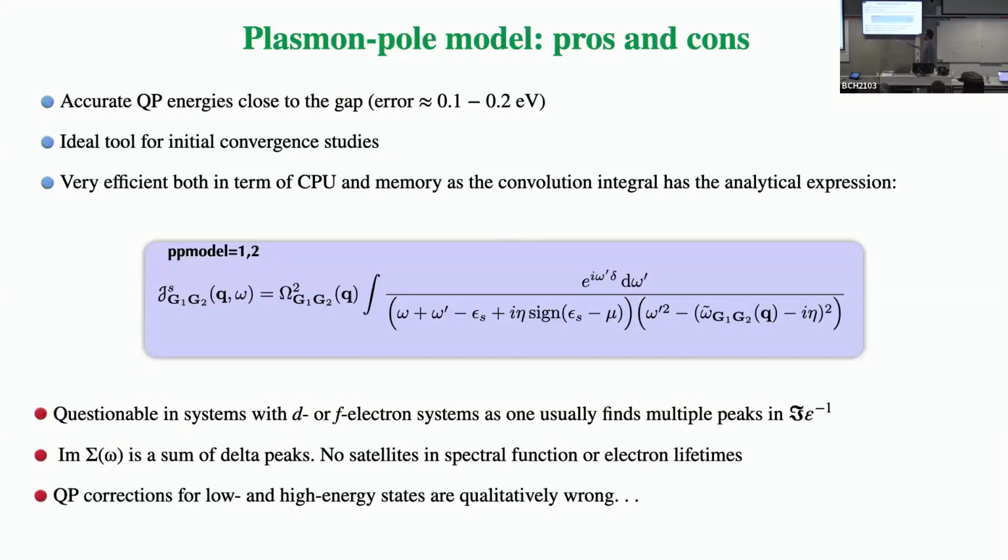Most importantly, you cannot have access to the spectral function because you only have the delta peak, so you cannot study, let's say, the lifetimes.